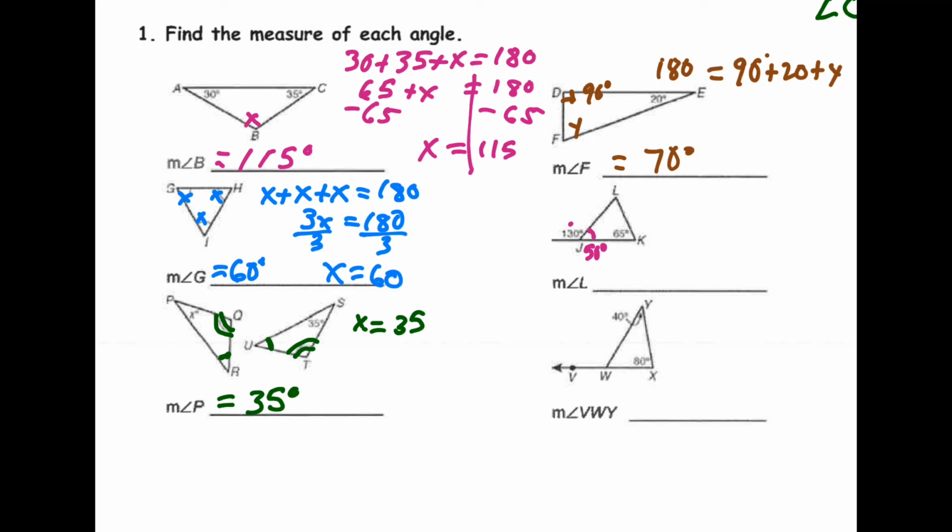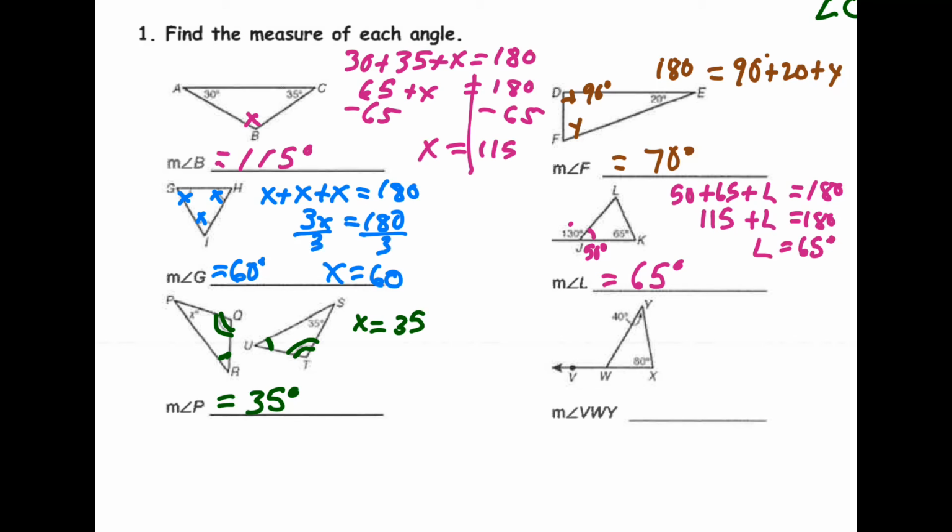So I know that that angle is 50 degrees, so now I can set up the equation 50 plus 65 plus L is going to equal 180. Add these 2 together, 115 plus L equals 180. And then lastly, we get L is equal to, when I subtract that, 65 degrees. So the measurement of angle L is going to be 65 degrees.